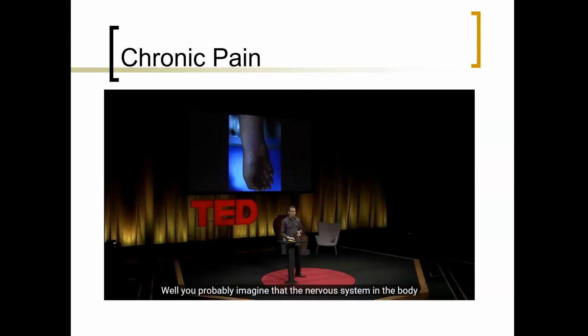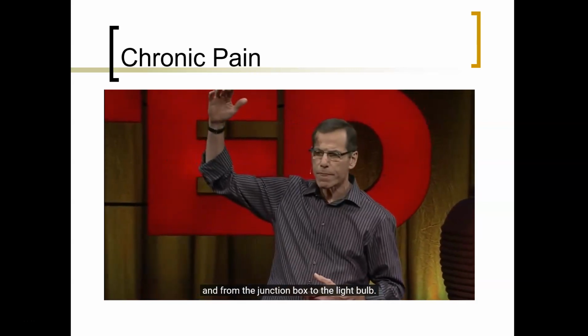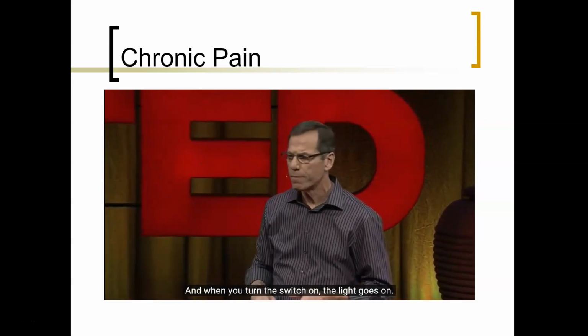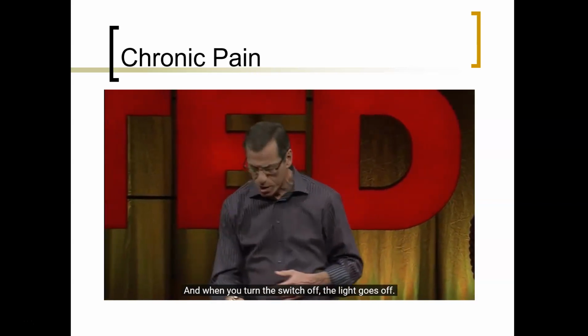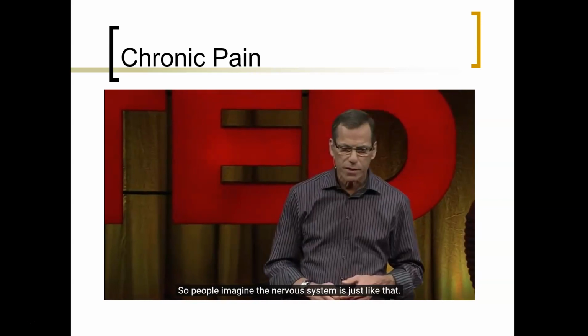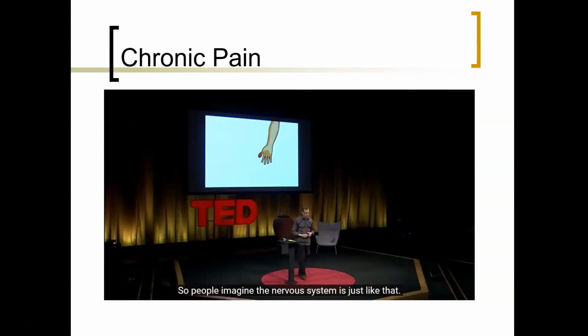Well, you probably imagine that the nervous system in the body is hardwired like your house. In your house, wires run in the wall from the light switch to a junction box in the ceiling, and from the junction box to the light bulb. And when you turn the switch on, the light goes on, and when you turn the switch off, the light goes off. So people imagine the nervous system is just like that.